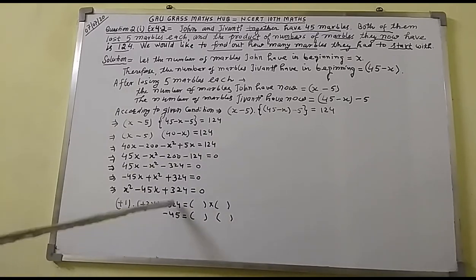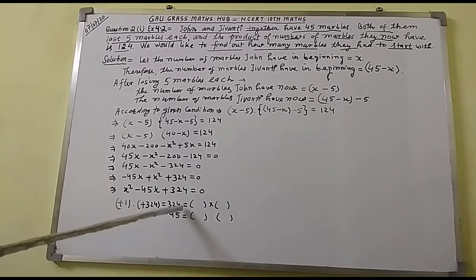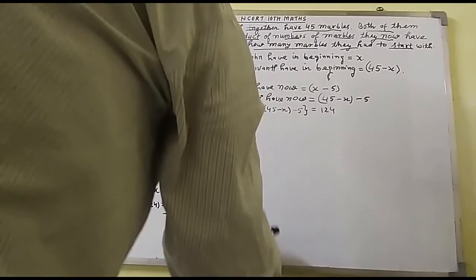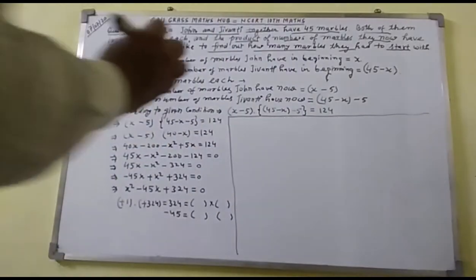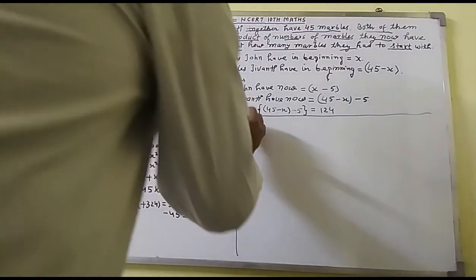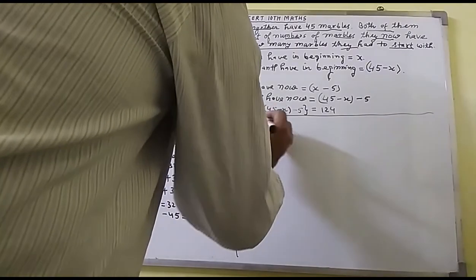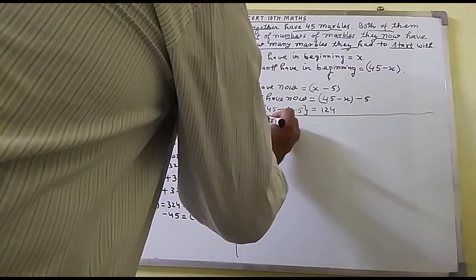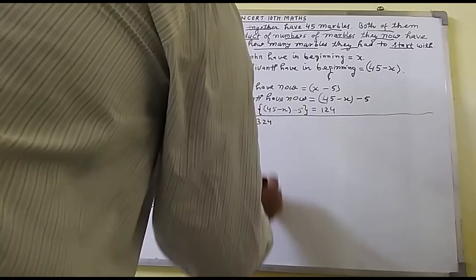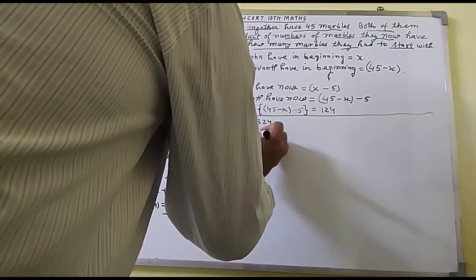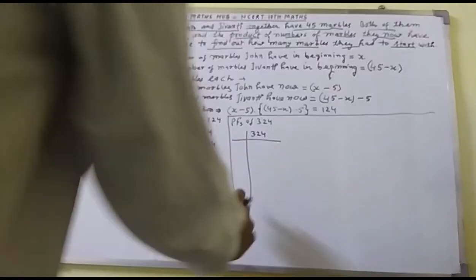Next step is, here you have got 324. Get the PF of 324. So the PFs of 324 you have to find out. How will you get the PFs of 324? Make like this. 324 will be written here.